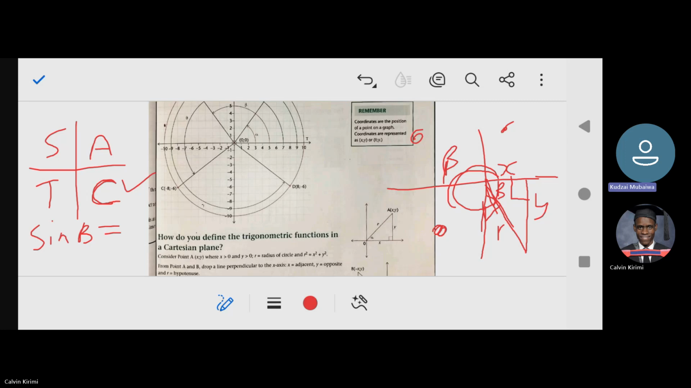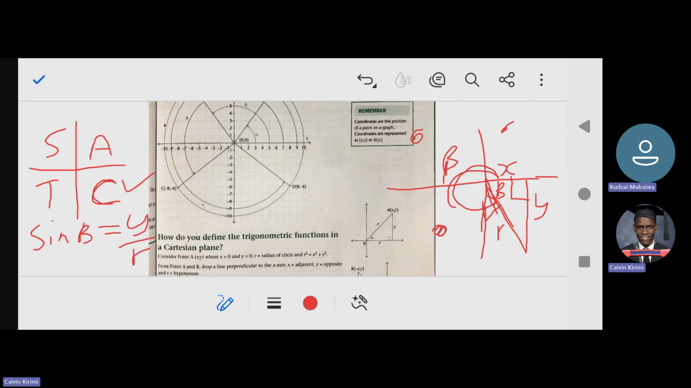R over Y? No. R is not the opposite. Opposite beta is the side that is opposite, this side. So why are you saying R? Which side is opposite to beta? Y. And what is the hypotenuse? R. Y over R.